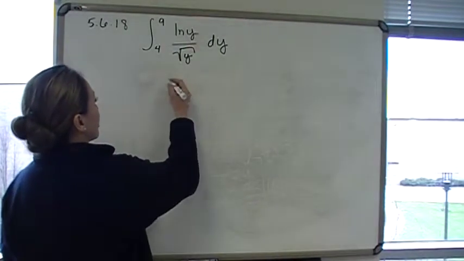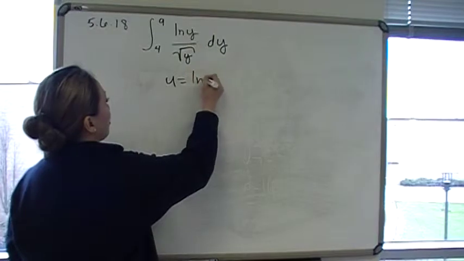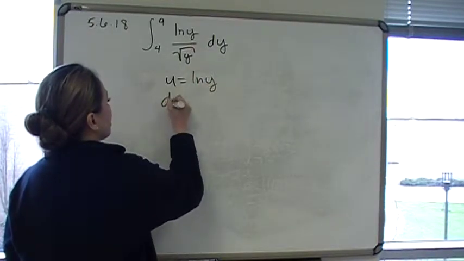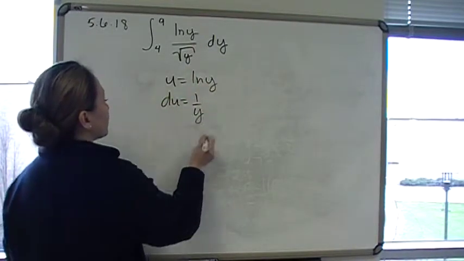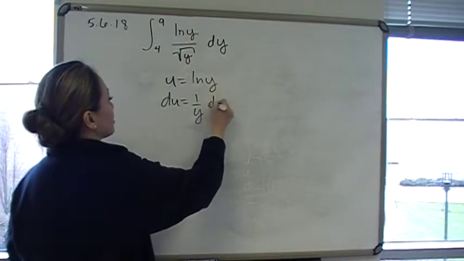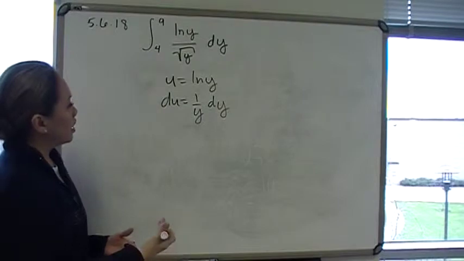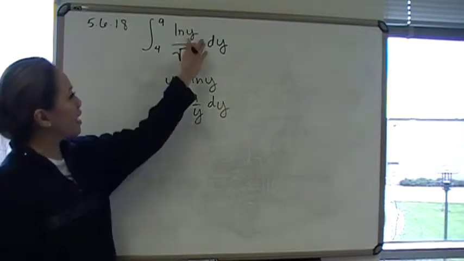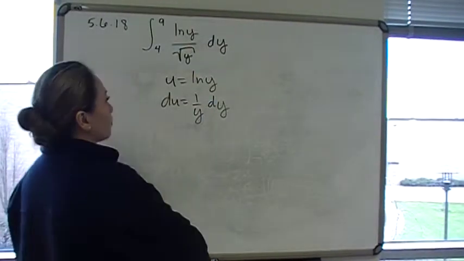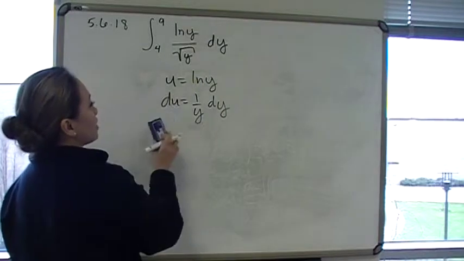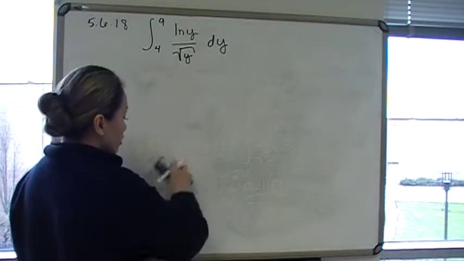So, if you were to try to let u equal natural log y, then du would be 1 over y dy, which we don't have in here. We don't have a way to represent that and do a direct substitution. So setting u equals natural log y didn't work. So let's try it the other way.